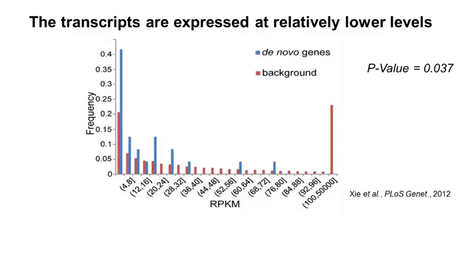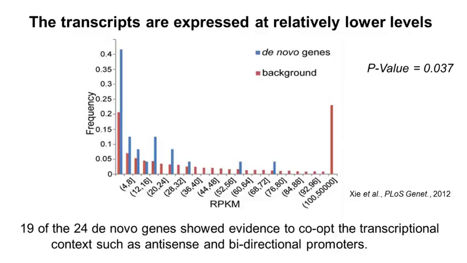The next question we wondered was how these new genes acquired promoter regions. Using data from the UCSC Genome Browser, we found that 19 of the 24 de novo genes co-opted nearby transcriptional context, such as using promoters from an antisense transcript or using a nearby bidirectional promoter.